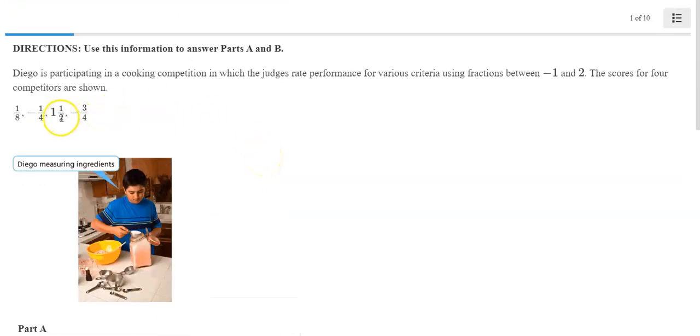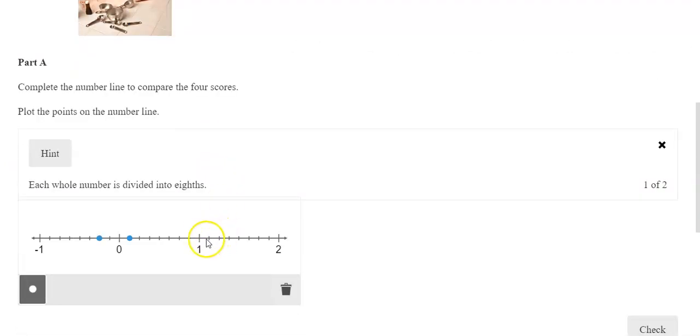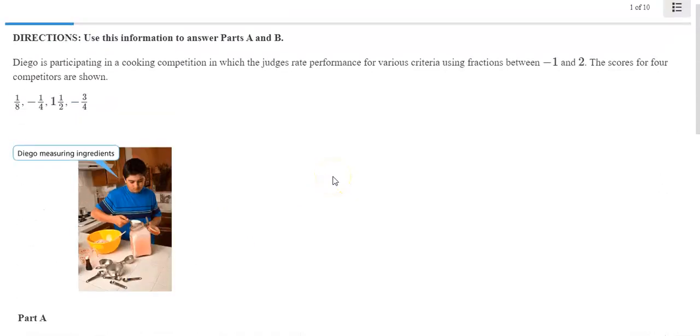Our next one, we need to change our 2 into 8. To do that, we're going to multiply by 4 because 2 times 4 is 8. We multiply by 4 on bottom, we have to multiply by 4 on top. So 1 times 4 is 4. So I have 1 and 4/8. So 1 and 1/8, 2/8, 3/8, 4/8 right there.